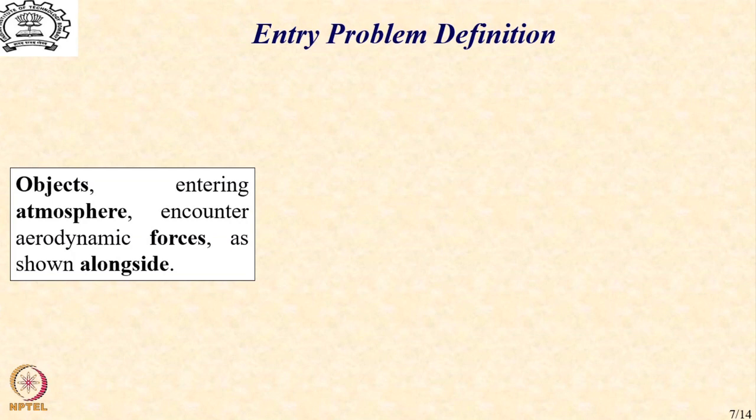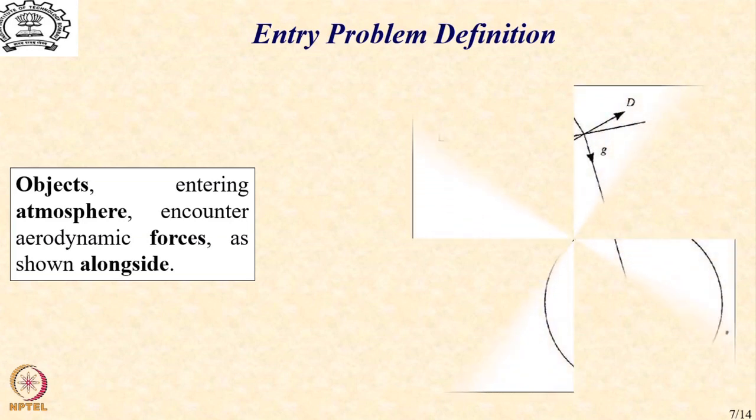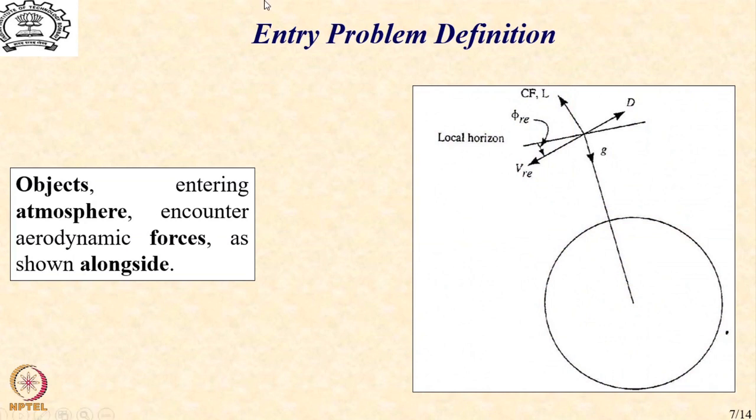So, objects, when they enter the atmosphere, encounter aerodynamic forces as shown in the picture alongside. We here make use of a spherical earth model, and then we say that there is a concept of local horizon, which is nothing but a tangent at the intersection point and represents the local horizon of the object, with respect to which we now define an entry velocity, what we call VRE, and a flight path angle, or what we call elevation angle, phi RE, which is in the opposite direction, and generally it's a negative number.